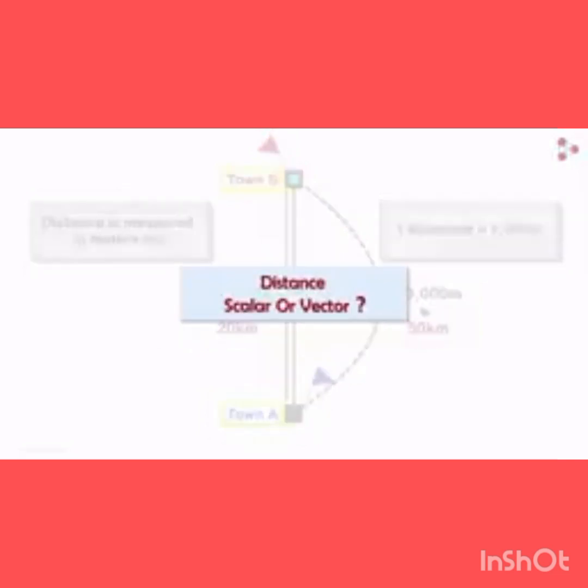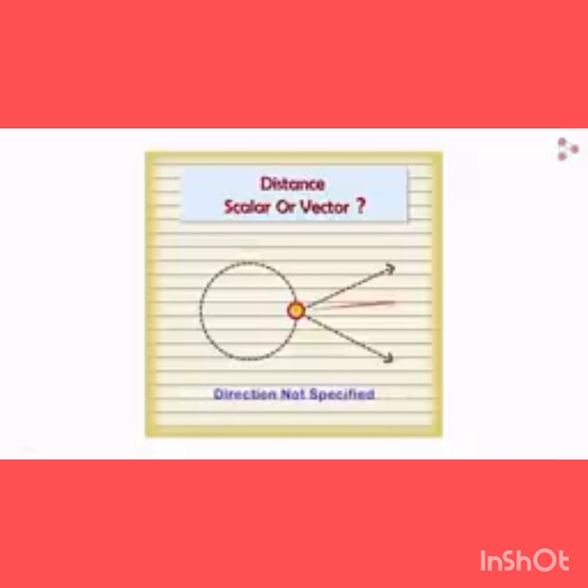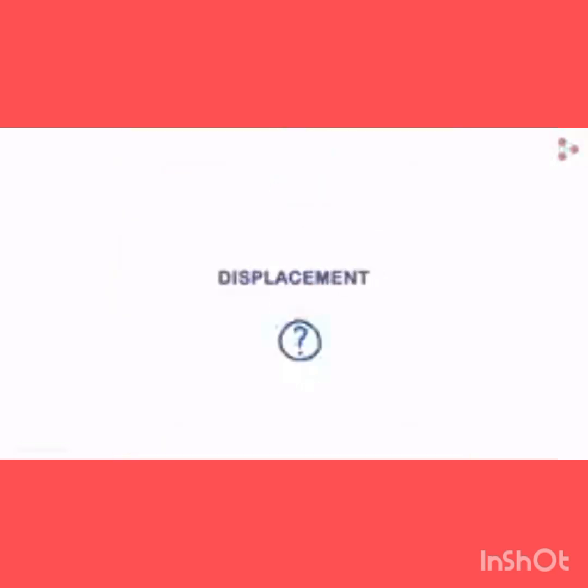Now we will understand whether distance is scalar or vector. See here, it's a point, a reference point you can say. From here, if someone asked you to just move 20 kilometers, where will you go? Here, there, or just move around it? Here the direction is not specified, therefore you can say the distance is a scalar physical quantity.